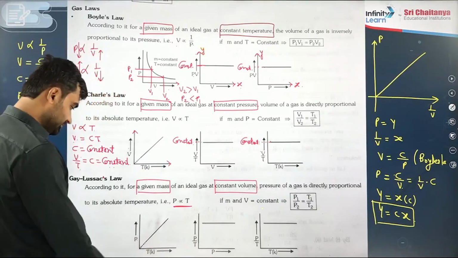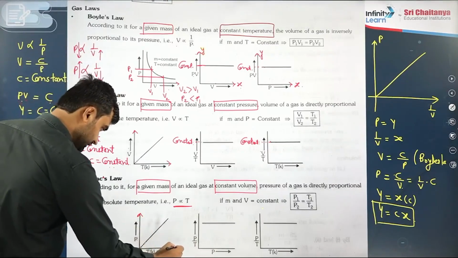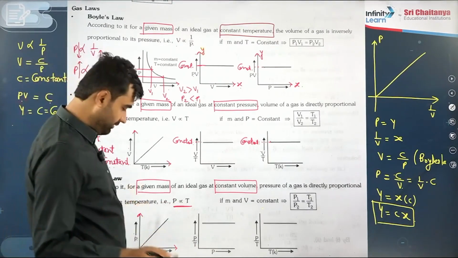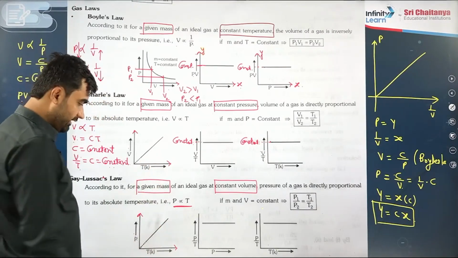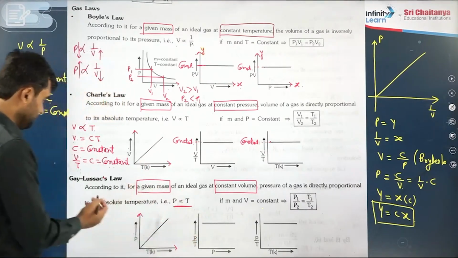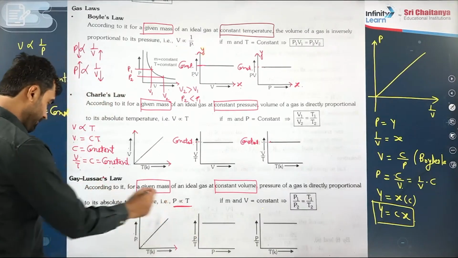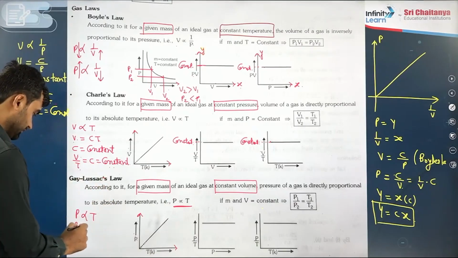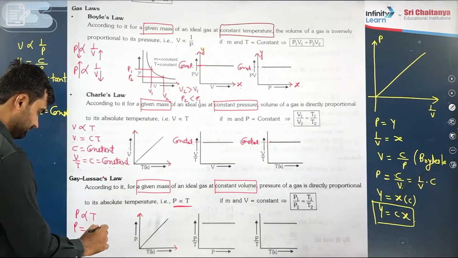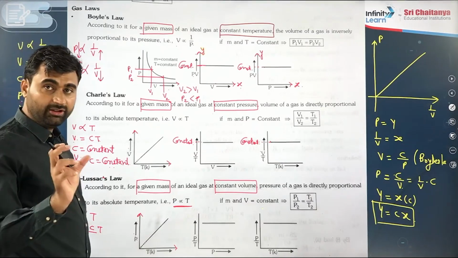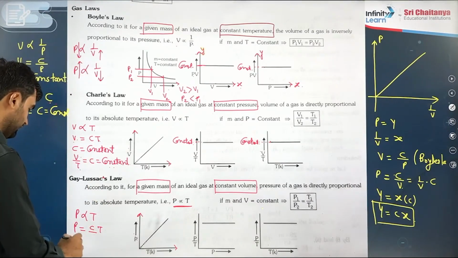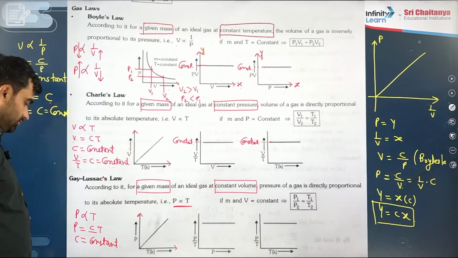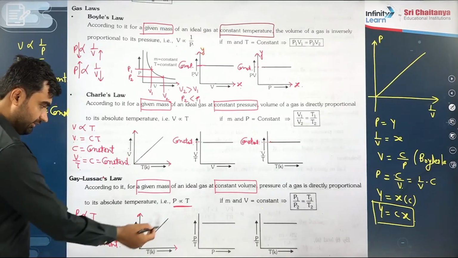Okay. So here, this is the y-axis, and on the y-axis what we are taking is pressure. Pressure and temperature are directly proportional, so the graph will be a straight line. Again, they are taking P by T here, so we have to do the same thing again. P is proportional to T. We remove the proportional sign, then P equals C T. What is C? C is constant. So P and T are directly proportional, so the graph is a straight line.